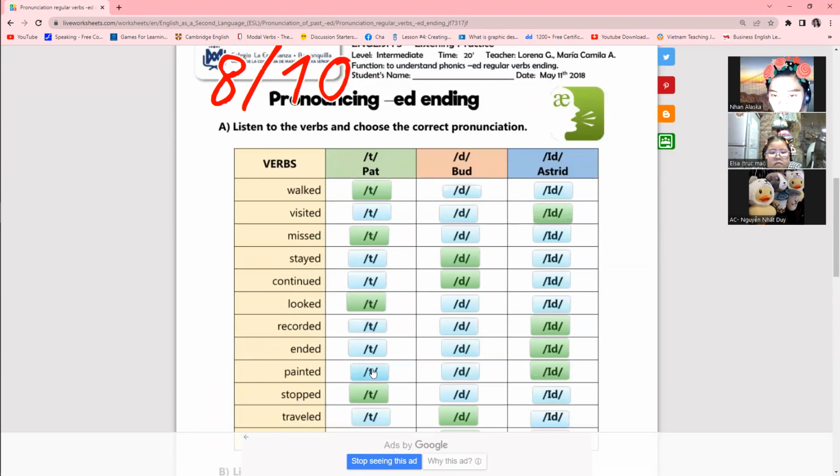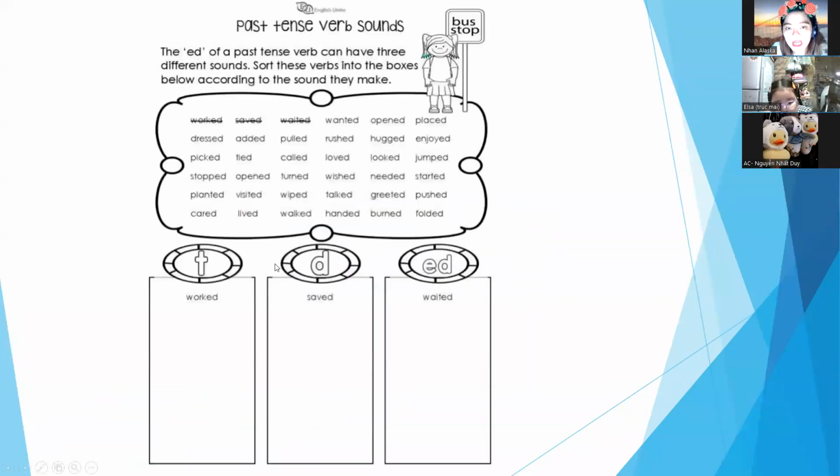Very good. What we're going to do next is this. We're going back in here. I want you to put them in their correct category. Elsa, take a look. The ed of a past tense verb can have three different sounds, as you know. Sort these verbs into the boxes below according to the sound they make. Number one, how do you read this? Wanted. What sound is that? Id, right?